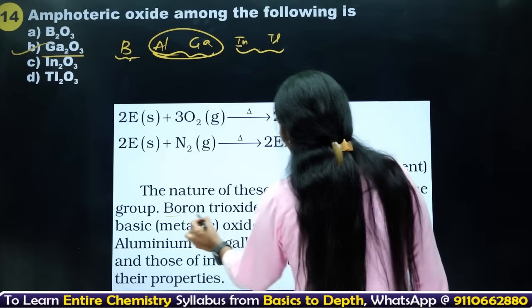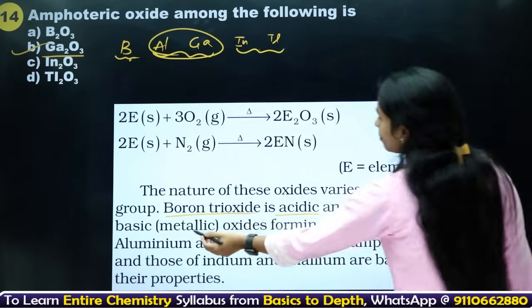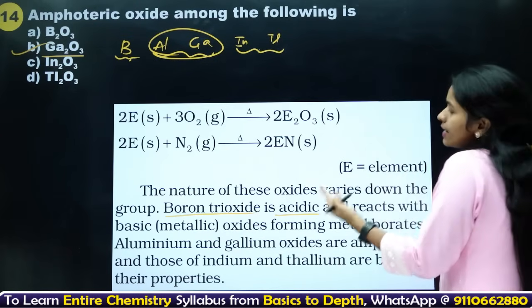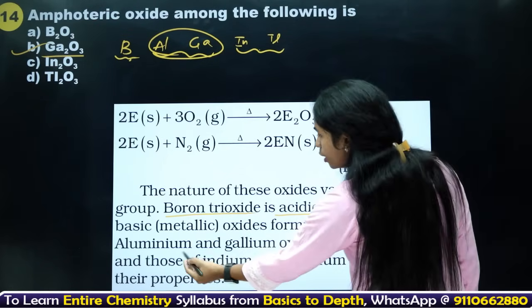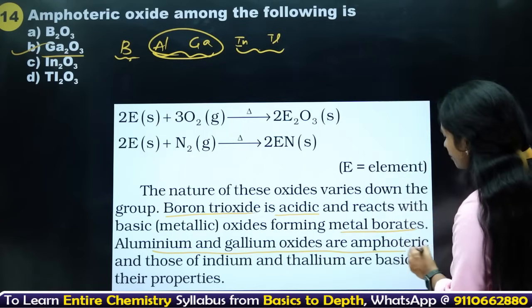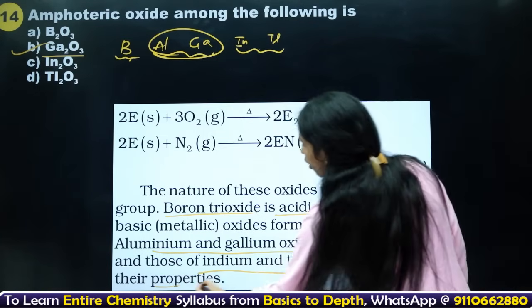See here. Boron trioxide is acidic, and it reacts with basic oxides and forms metal borates. Aluminium and gallium oxides are amphoteric, and indium and thallium oxides are basic in their properties.